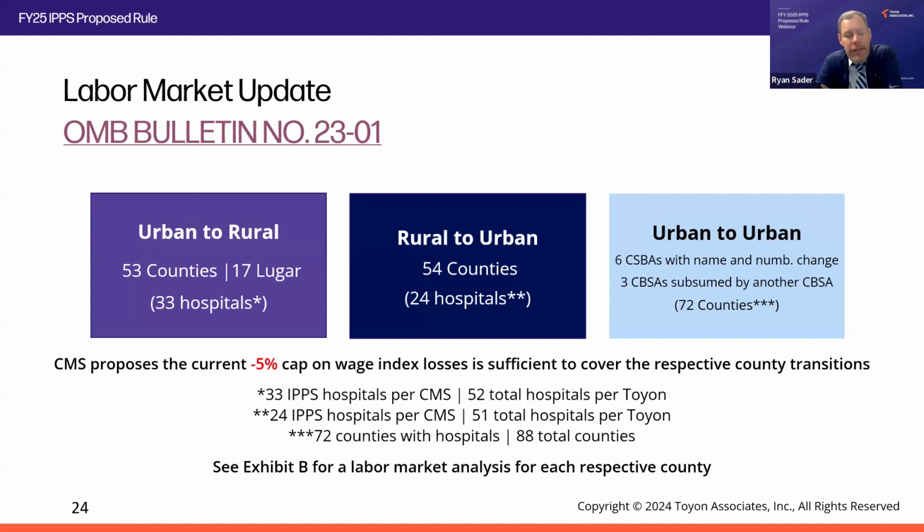So the key takeaway here, I'll say, is CMS, if you recall from 2015, they had a lot of transition timing, like, oh, you would phase in any impacts and so forth. CMS now is kind of saying, hey, we've got this 5% permanent cap, which I'll speak to in a different slide. So in other words, that's going to be sufficient to cover any of these changes. It's like, hey, don't worry about it. You're not going to go down more than 5%. So that's kind of what CMS is backing any of these changes on.